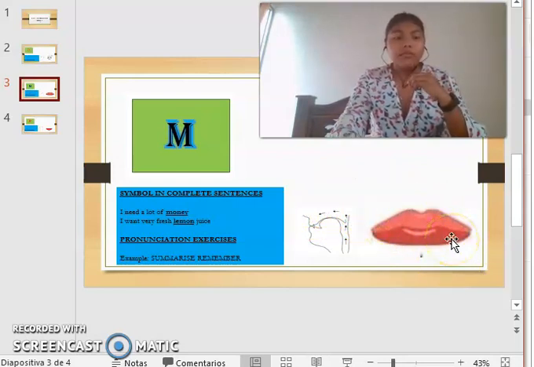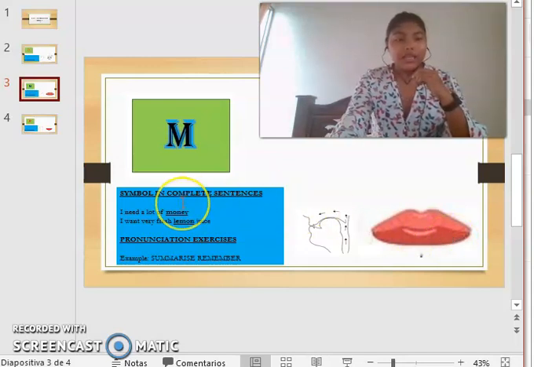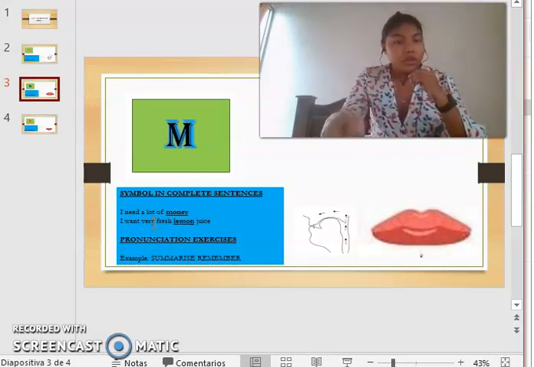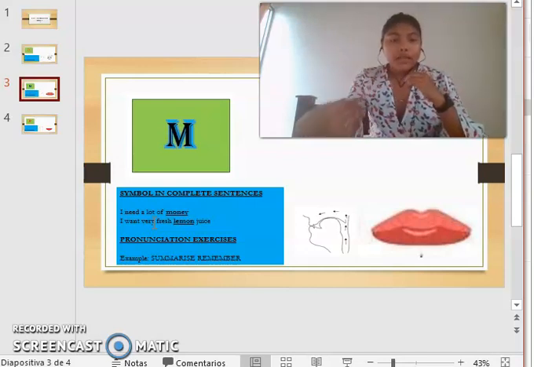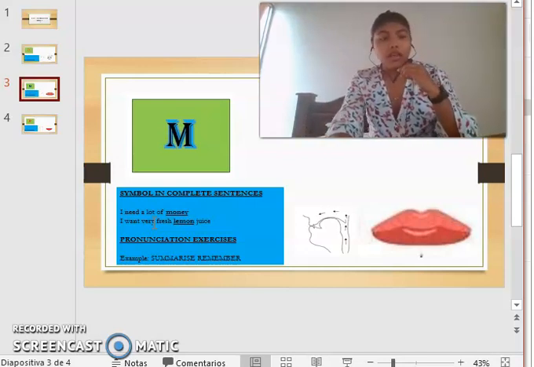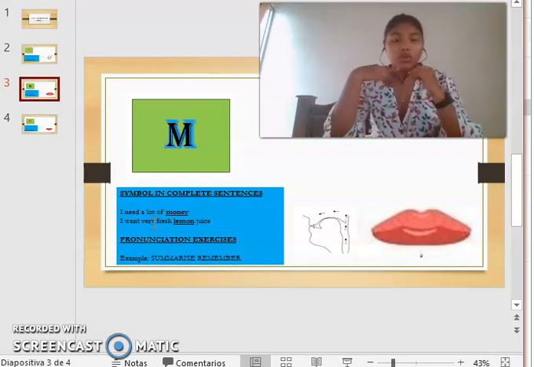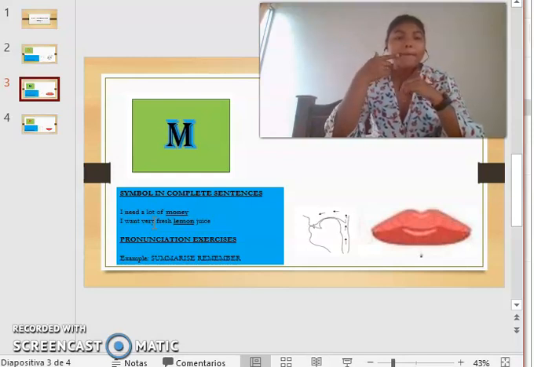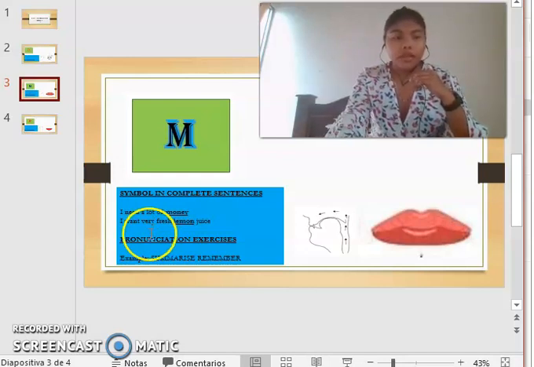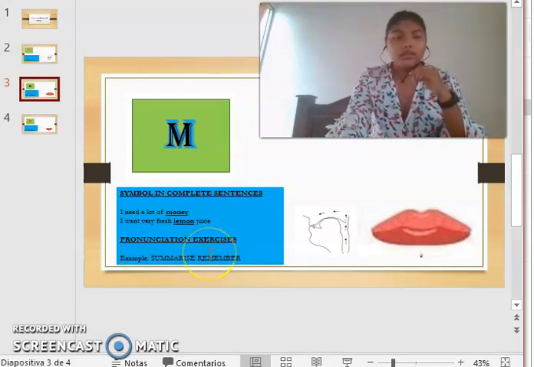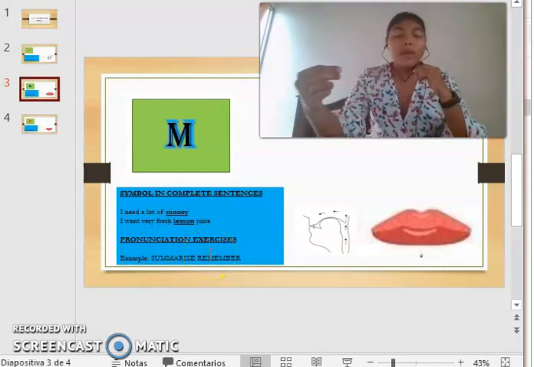For example, in a sentence: I need a lot of money. And I want very fresh lemon juice. In this example, we close our mouth and make a sound. Pronunciation exercise. Example: sunrise, remember.